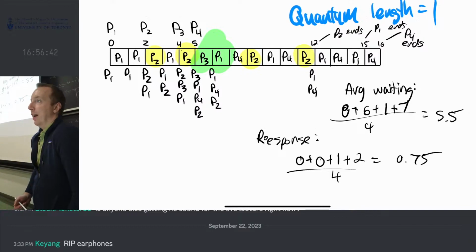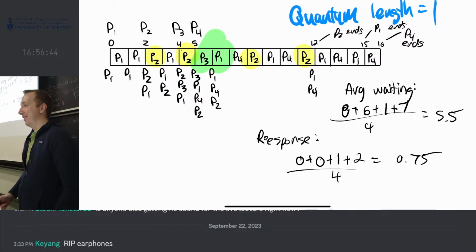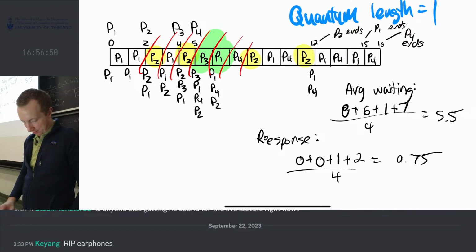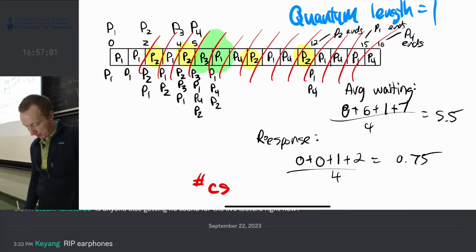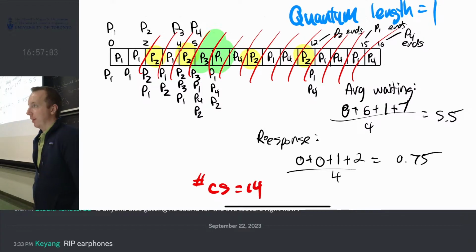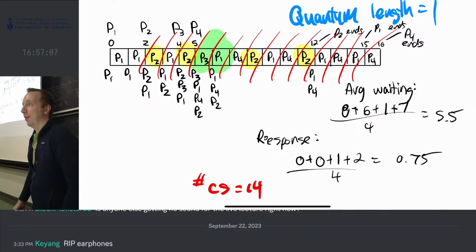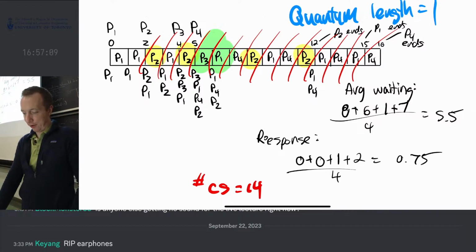Bad thing. How many context switches did we have? How many was that? 14. So the number of context switches was 14. So that may or may not be a bad thing depending on how long a context switch takes. So everything's kind of a trade-off.